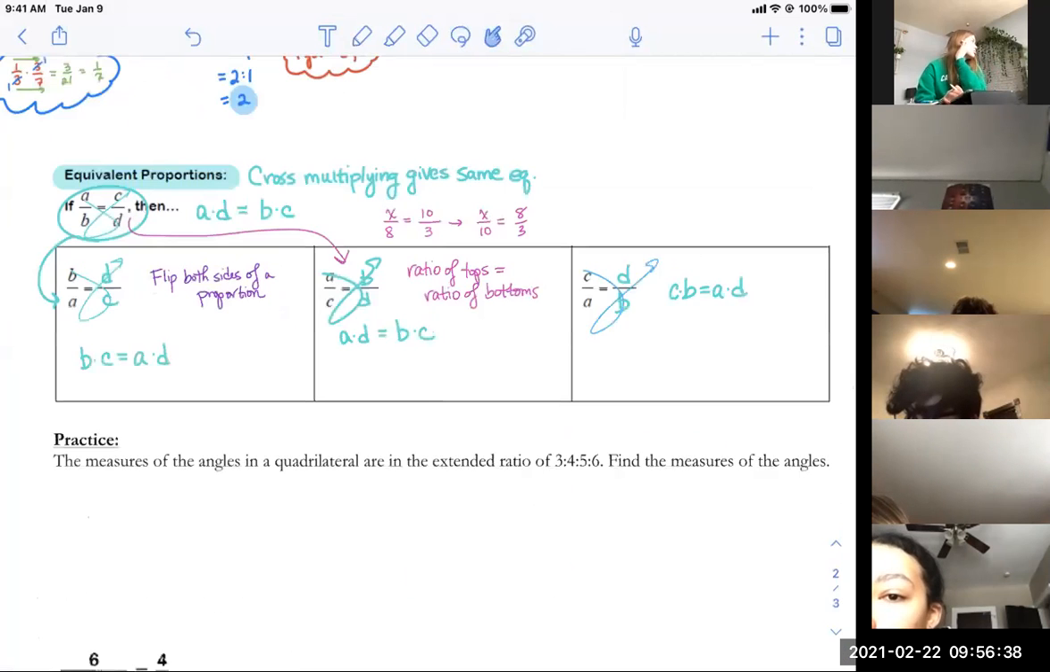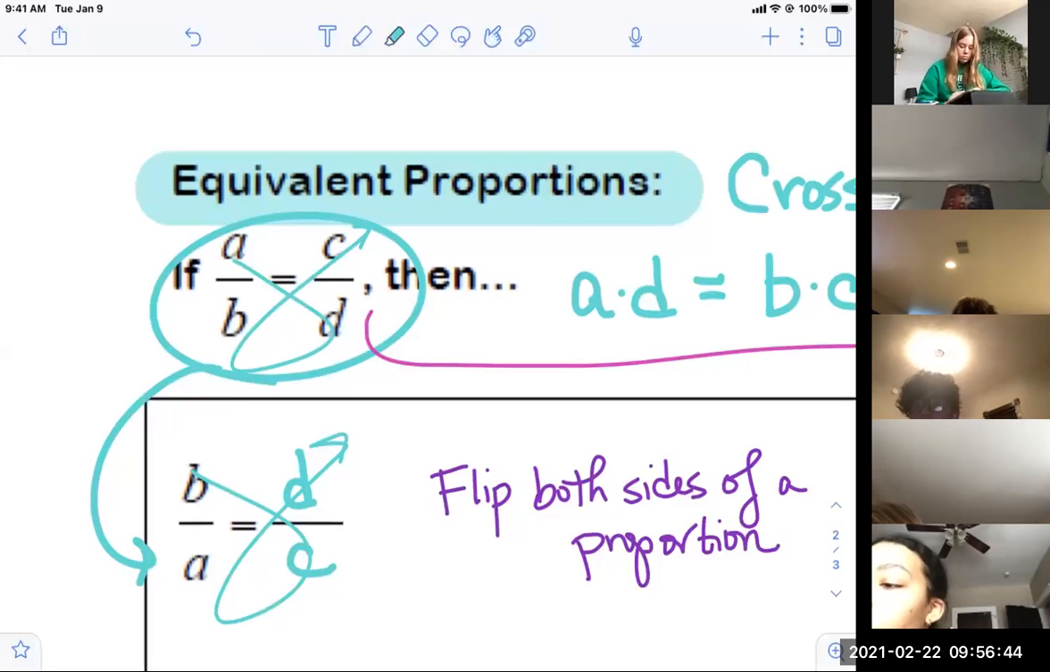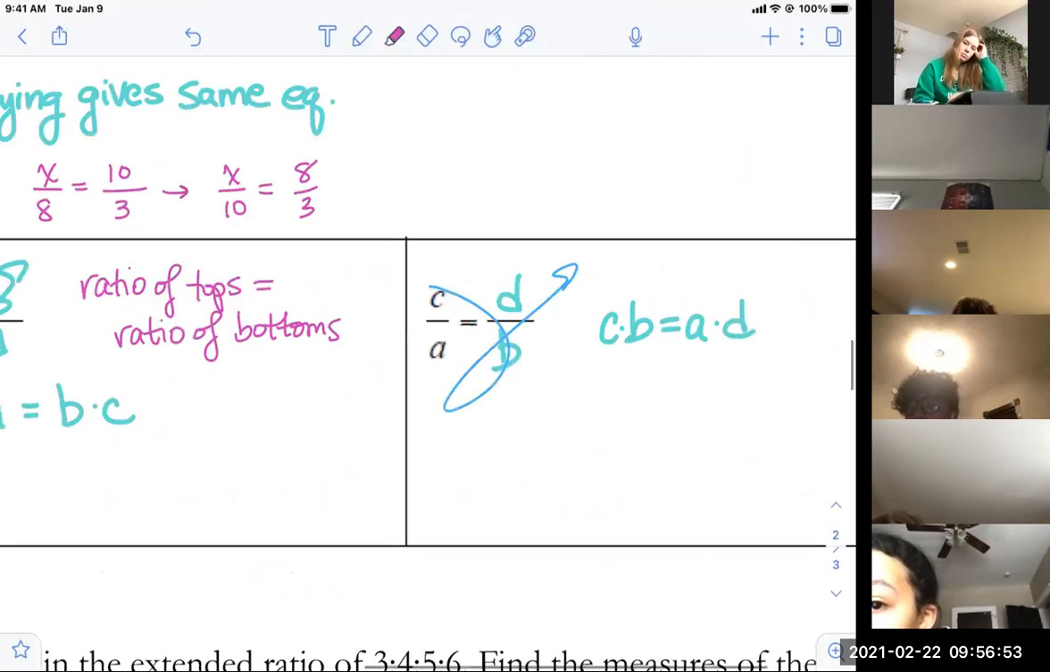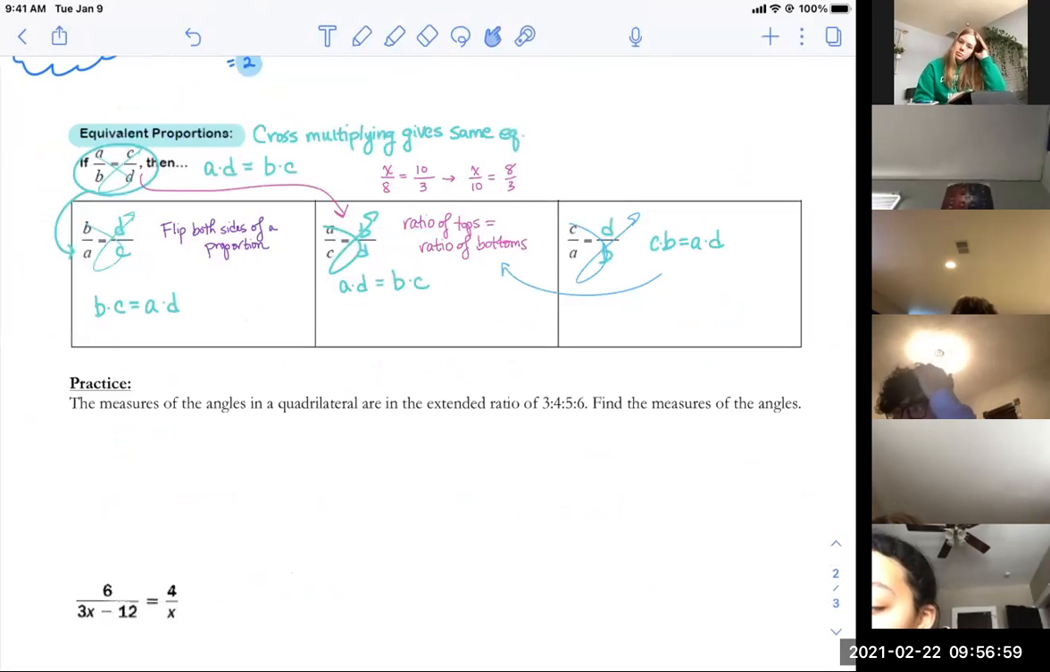Okay, now C over A, you're still comparing the tops. It's just going the other direction, right? You're still going C to A. So you're still comparing numerators, you're just going left this time, and then D to B. So it's kind of the same thing as that one, just going the other direction. But the idea of equivalent proportions is whenever you cross multiply, you're going to get the same equation.